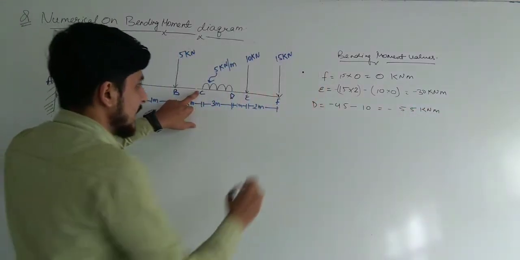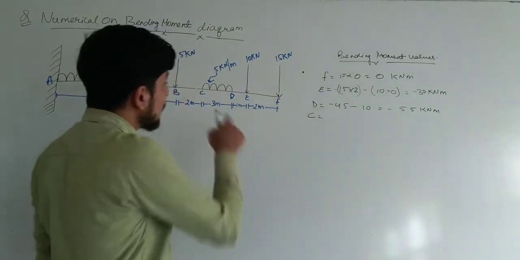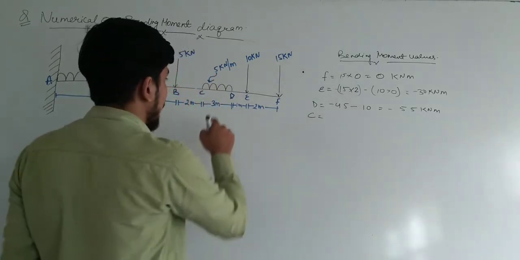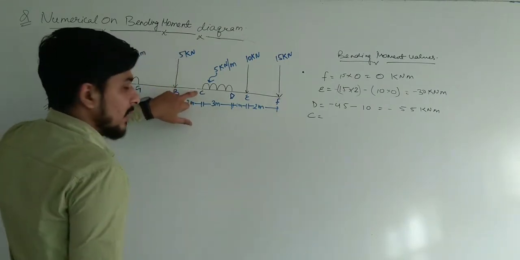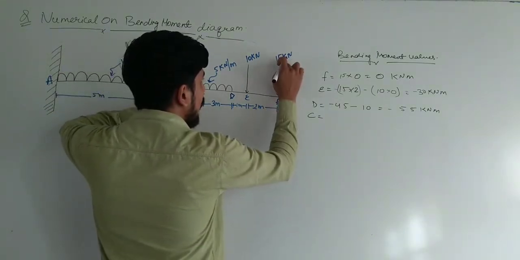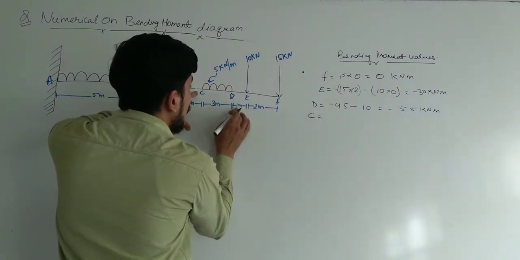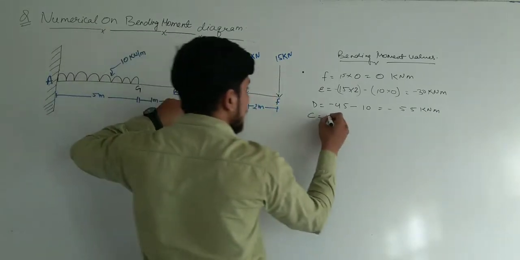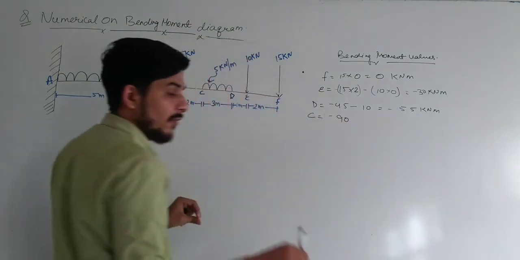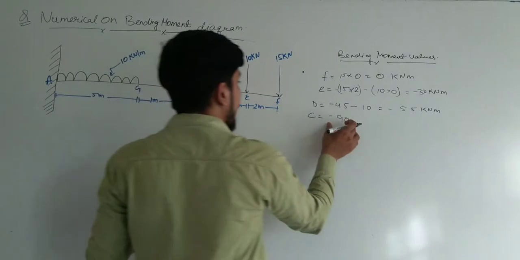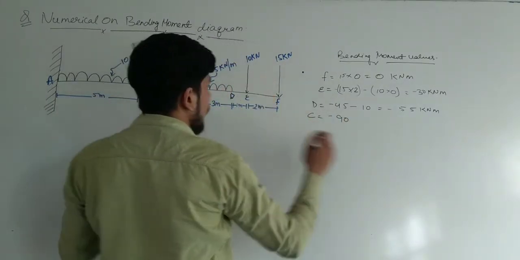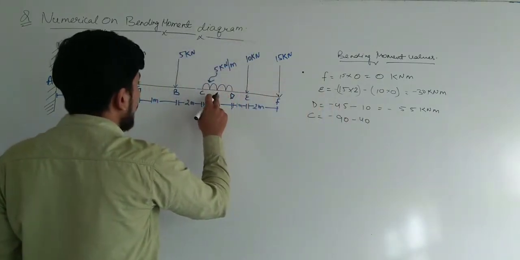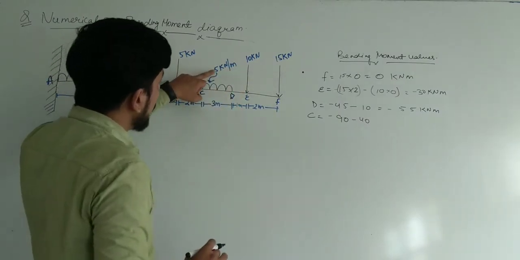Now come to point C. Again, this is a UDL, so the bending moment is calculated differently. I am going to discuss how. First let's begin from point F. The load is 15 and the distance is 2 plus 1 plus 3, which is 6. 15 multiplied by 6 is minus 90, because the minus sign is for the downward direction. Now at point E, 10 multiplied by 4 is minus 40.